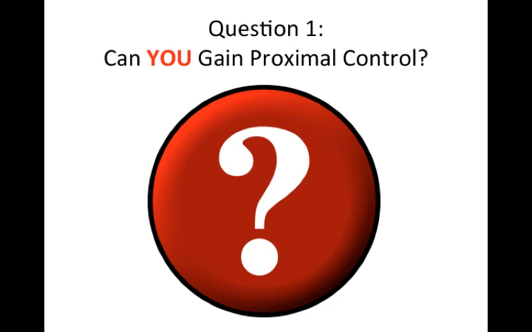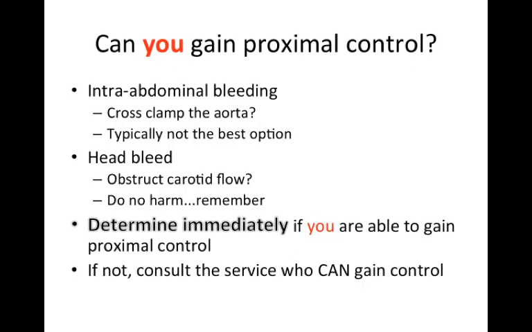So when you approach your patients, just like the severe respiratory distress patients, you're going to ask yourself 3 important questions. The first one is, can you gain proximal control? And by that I actually mean you. Such as if someone had intra-abdominal bleeding, such as in the case of someone who had a ruptured ectopic pregnancy, what would you do to gain proximal control? Well, I guess you could cross-clamp the aorta, but that's typically not the best option for a young lady with an ectopic pregnancy. What if you have somebody who's got a head bleed?